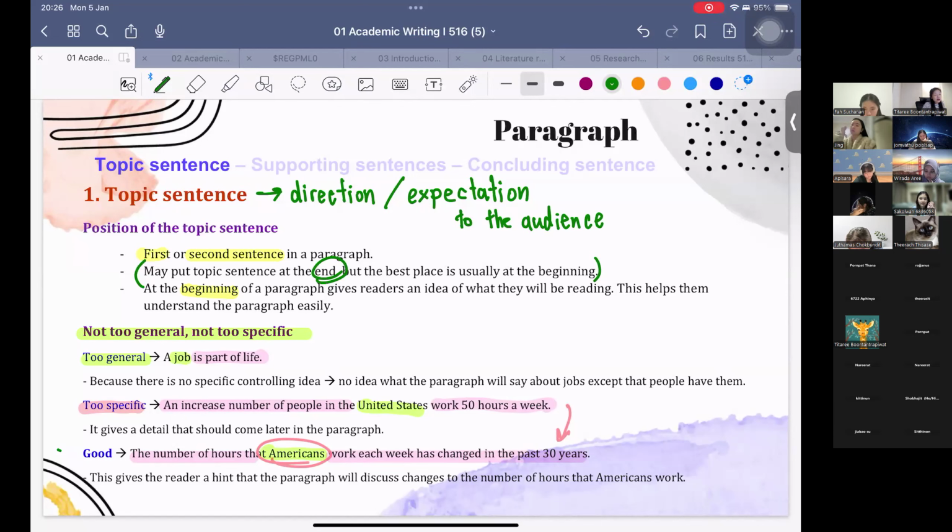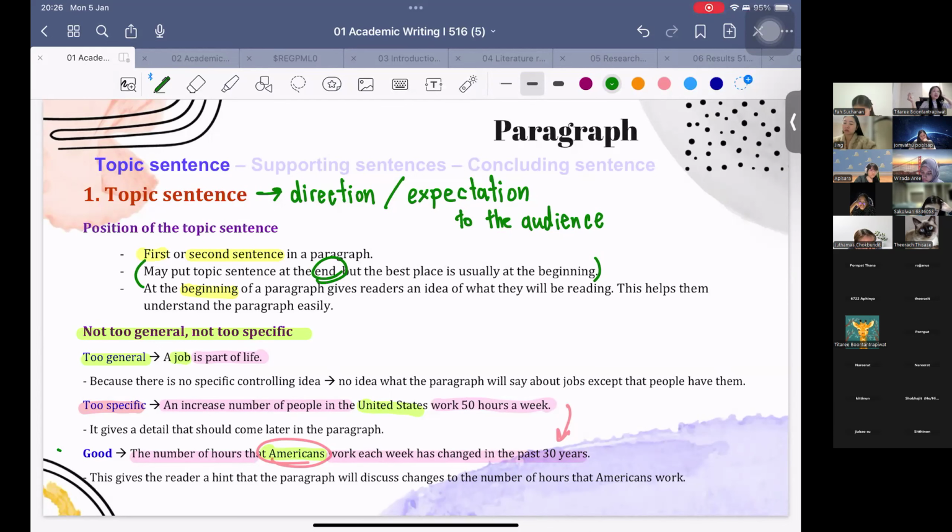And one thing to be cautioned is that when you write the topic sentence, make sure it's not too general or too specific. What I mean by too general is this: when you state the topic, it's normally easy to understand. You're going to write about a job, about exercise, about work, so it's quite clear.